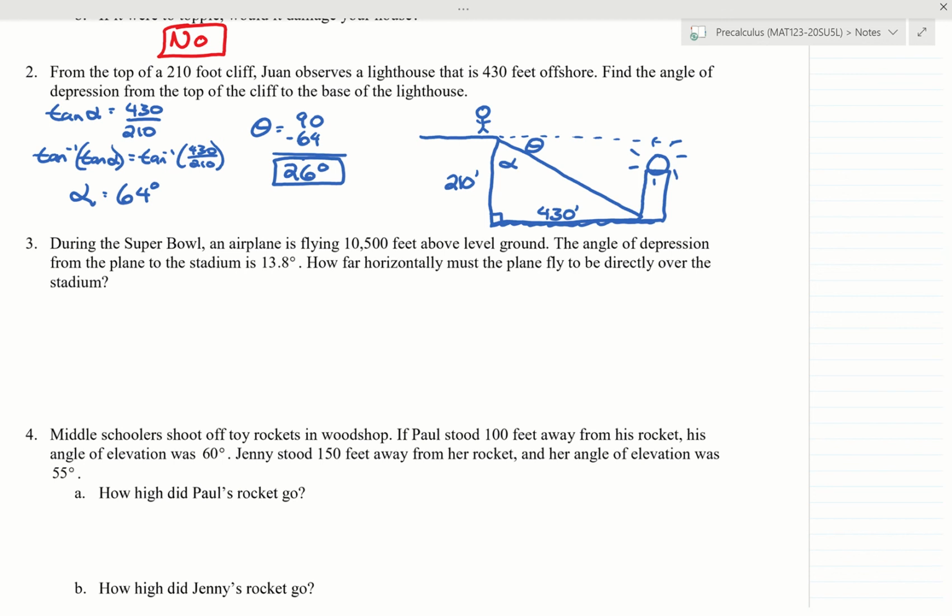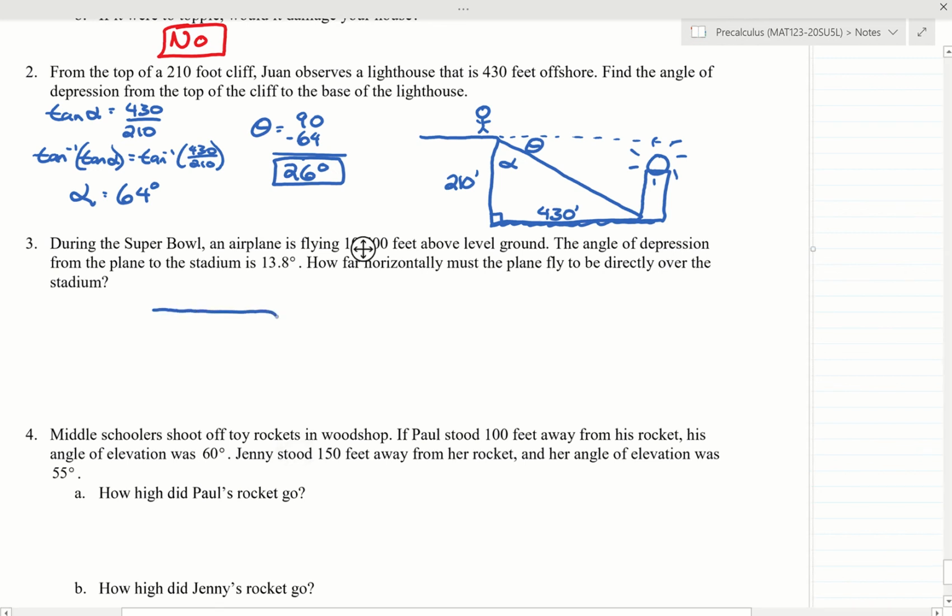For number 3, during the Super Bowl, an airplane is flying 10,000 feet above level ground. The angle of depression from the plane to the stadium is 13.8. How far horizontally must the plane fly to fly directly over the stadium?